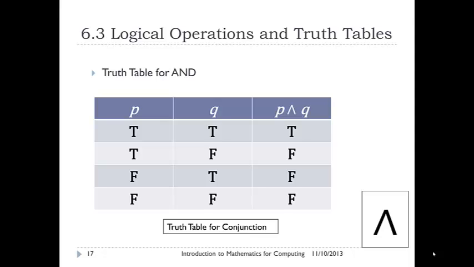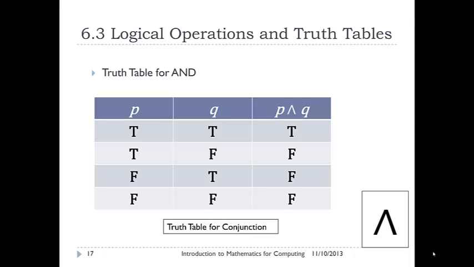The third combination we're considering is when P is false, Q is true. In that case, P and Q results in false also. So the truth value assigned to the compound statement P and Q in that case is false. And the final row, we have P is false, Q is false. The compound statement then, formed using the AND logical operator, P and Q, would also be false.